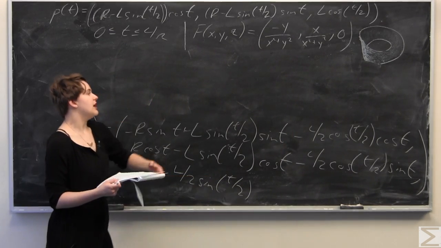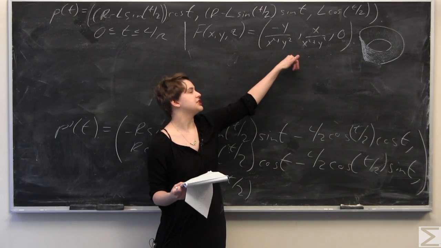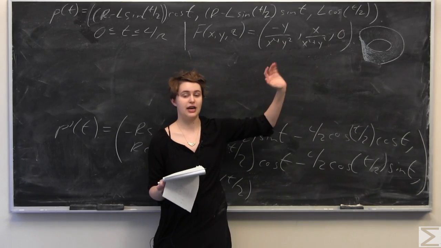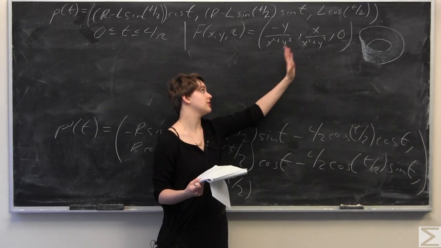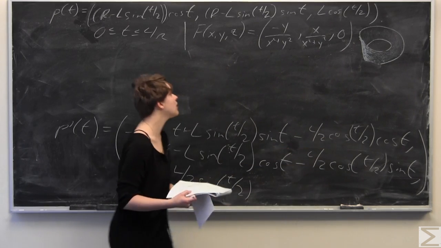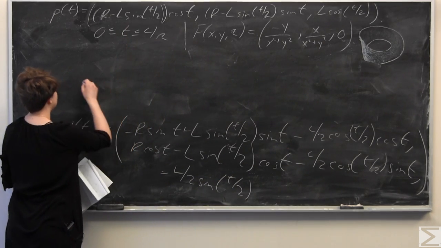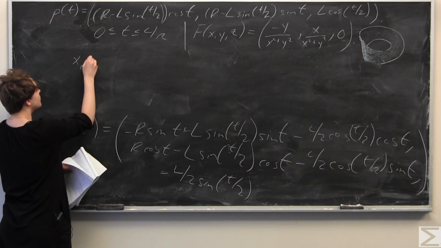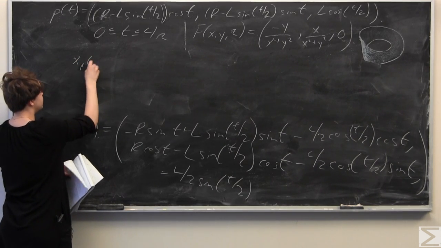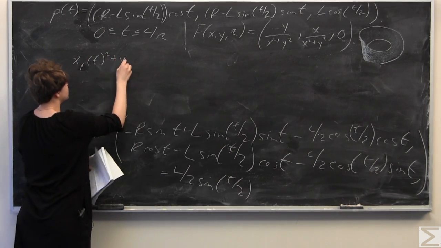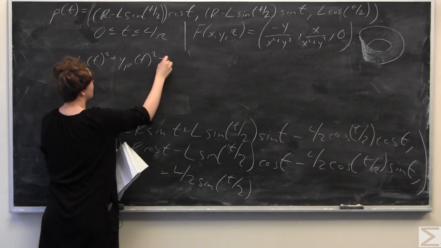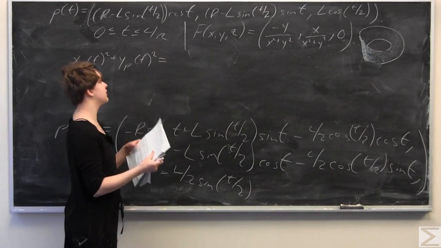So before we even start plugging anything in, we should calculate what x_p squared plus y_p squared is, so that we don't need to do any messy calculations along the way. In order to do that, I'm going to take the first component squared, so that'll be x_p of t squared plus y_p of t squared.